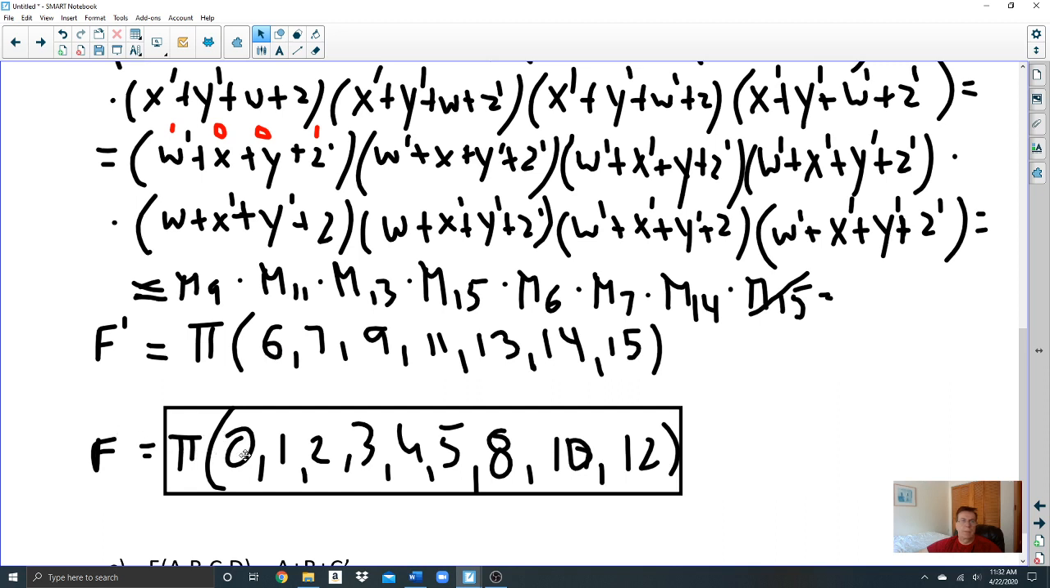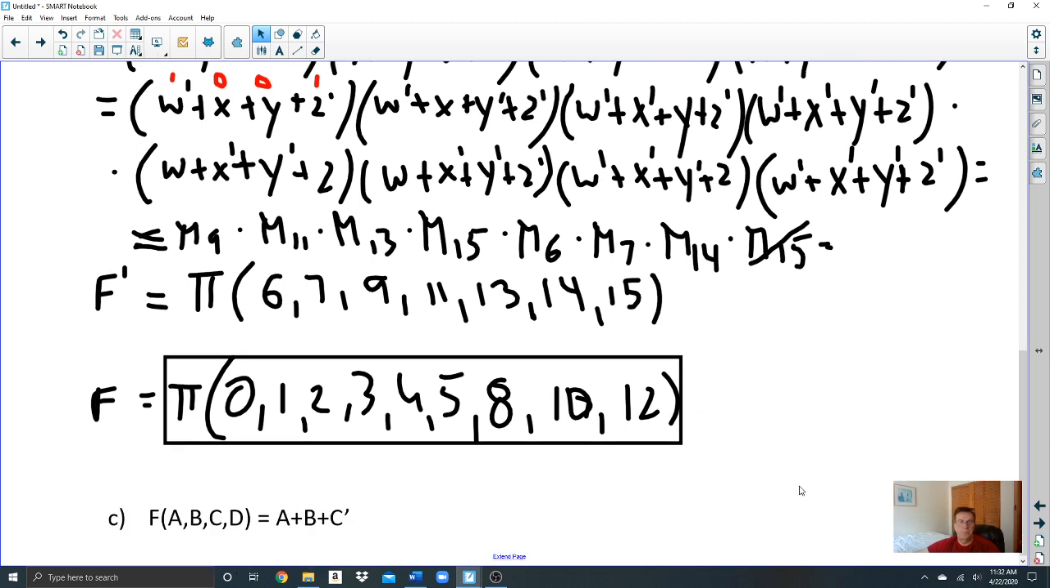F is the product of 0, 1, 2, 3, 4, 5. F prime has max term 6, so we cannot put it here. Max term 7, we cannot put it here. So max term 8 is missing from here. Max term 10 is missing from here, so it goes to F. And max term 12 is missing from F prime, so it goes to F. So if F prime is a product of these max terms, F is a product of these max terms.